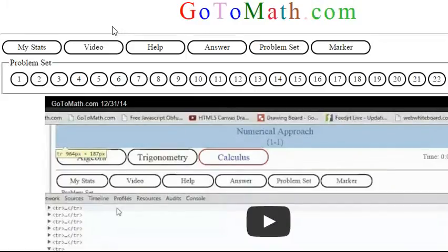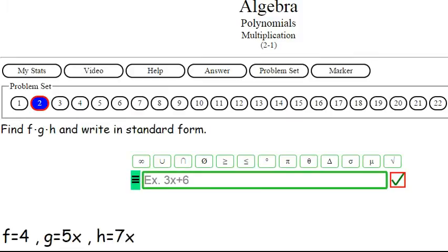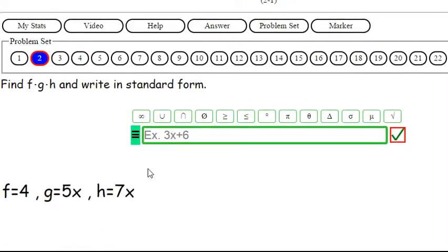Okay, so we're over here at gotomath.com. Click on the algebra. Let's go down to multiplication and click on 2.1. Alright, it says find f times g times h and write in standard form. So let me write this down. F is equal to 4, g is equal to 5x, and h is equal to 7x.